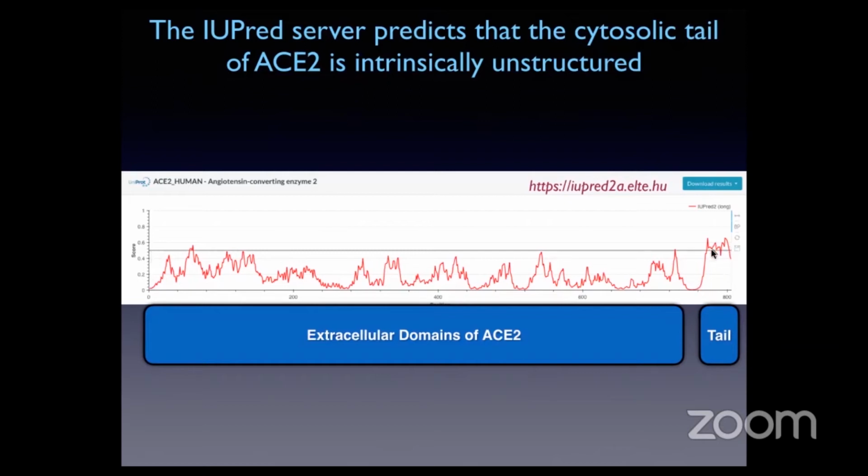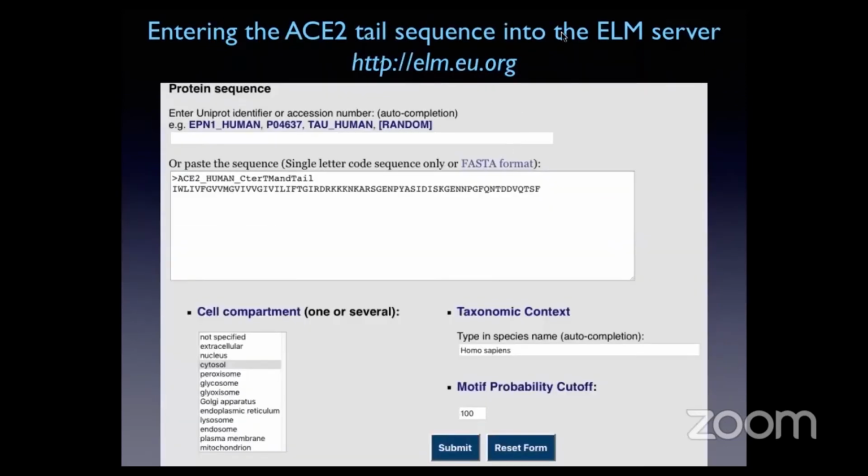So the little tail at the end of the sequence, this is inside the cell, because this part here, which is showing a very strong desire to be folded, is actually the transmembrane helix, separating the extracellular domains and the short tail. So the tail is predicted to be intrinsically disordered, and it's fairly likely that it is. So we can put just that sequence of the transmembrane helix, which is all hydrophobic residues, and the tail inside the cell, into our server.